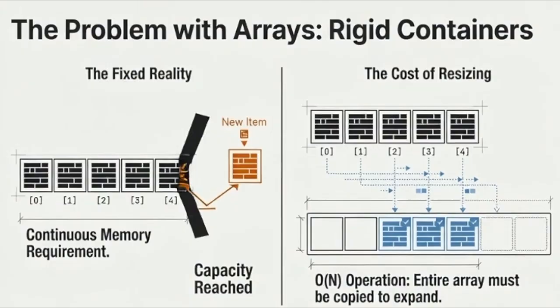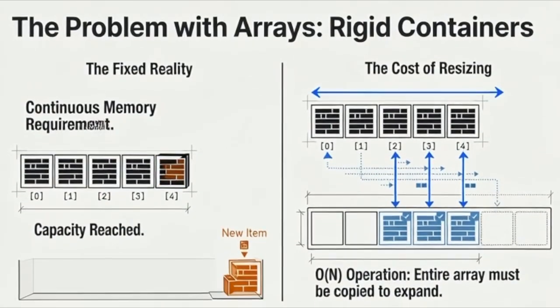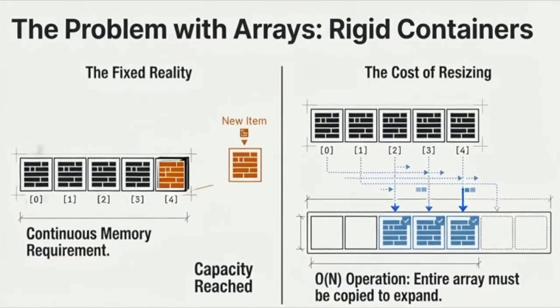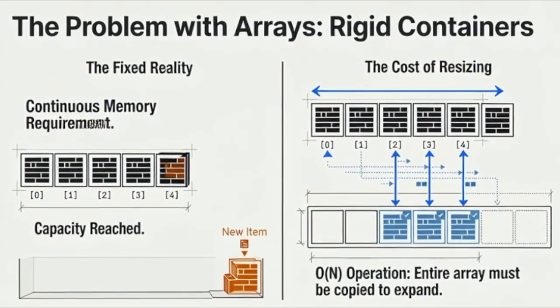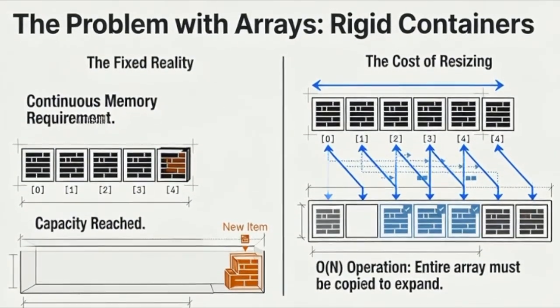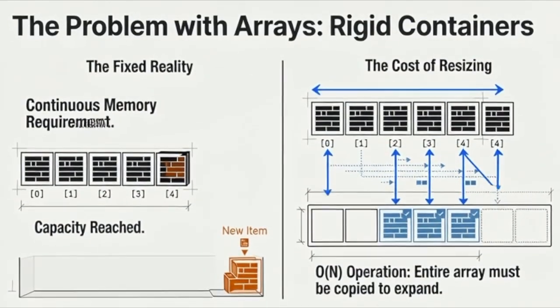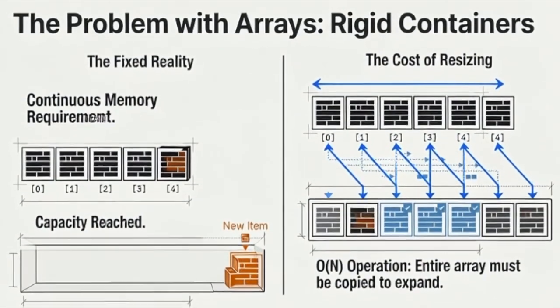We usually start with arrays. Arrays are great, but they have a fixed reality. They are rigid containers. Imagine you create an array of size 5. It demands a continuous block of memory. But what happens when you need to add a sixth item? You hit a wall. You can't just tape a new slot onto the end.